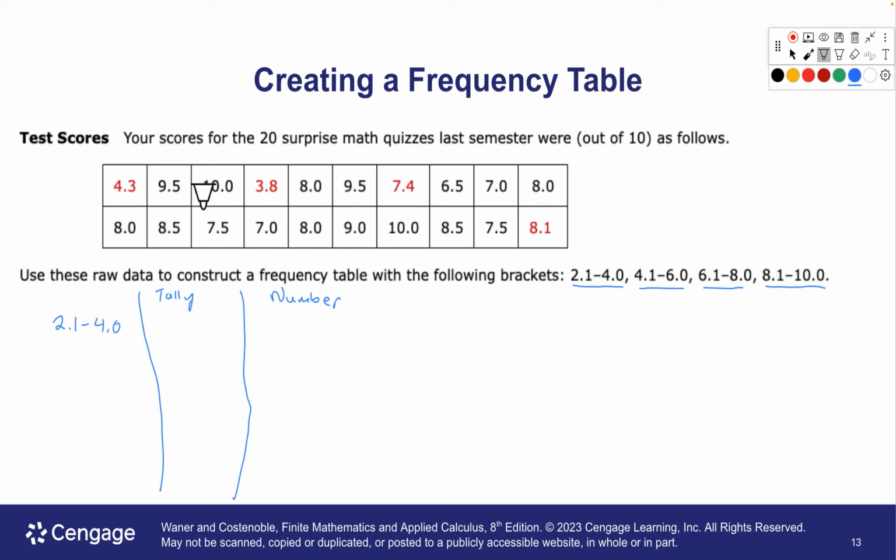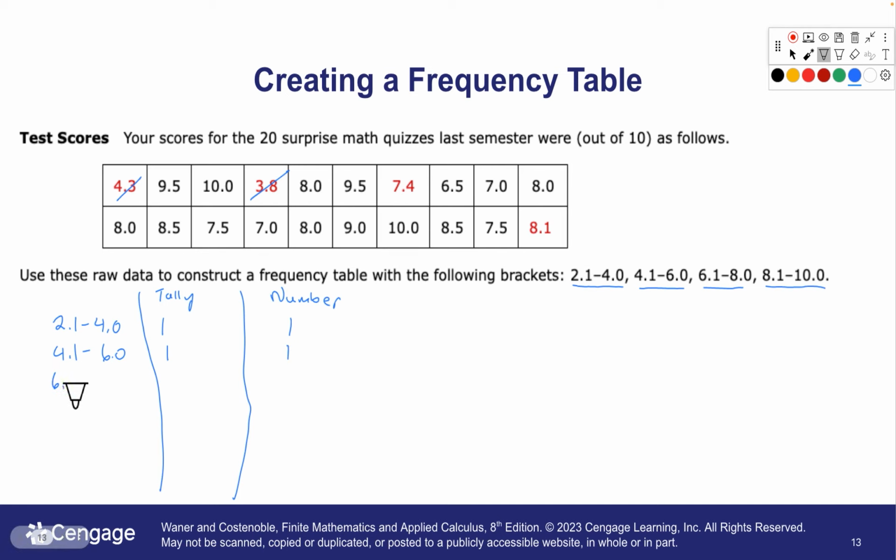So let's see, we just go along the data. 3.8, that's one of them. That is between these two numbers. So I'm going to cross that out, and then I just keep looking. Oh, there's only one. So there's one of those numbers. And then they want 4.1 to 6.0, so that would include the endpoints. 4.1 would be here. The 4.3 is one of those. And again, I look to see anything else. 6.5 is too big. That's it. So that's only one there.